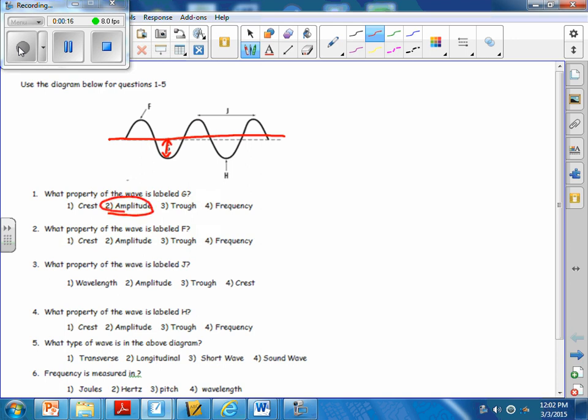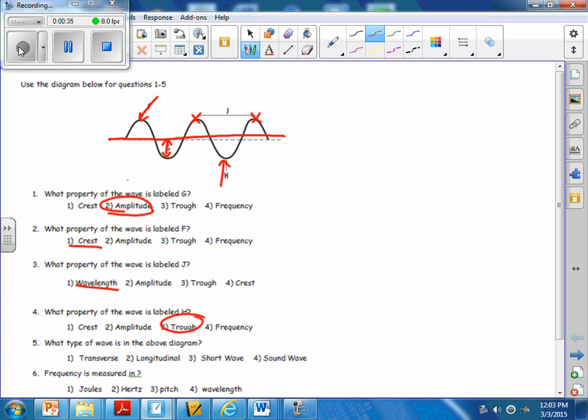What property of the wave is labeled F? The crest is at the top of the wave. What property of the wave is labeled J? From crest to crest is a wavelength. What property of the wave is labeled H? The bottom of the wave is the trough.